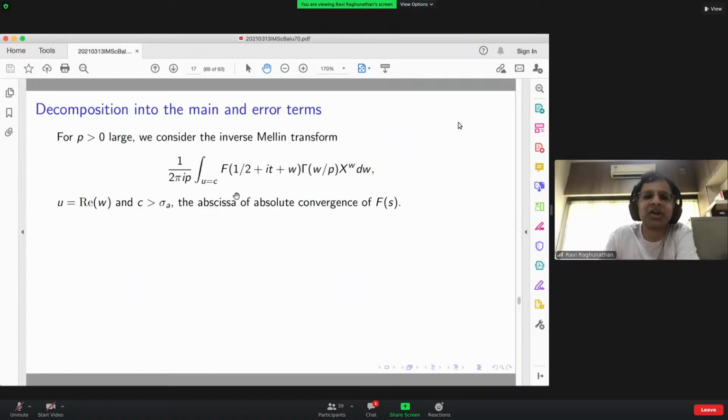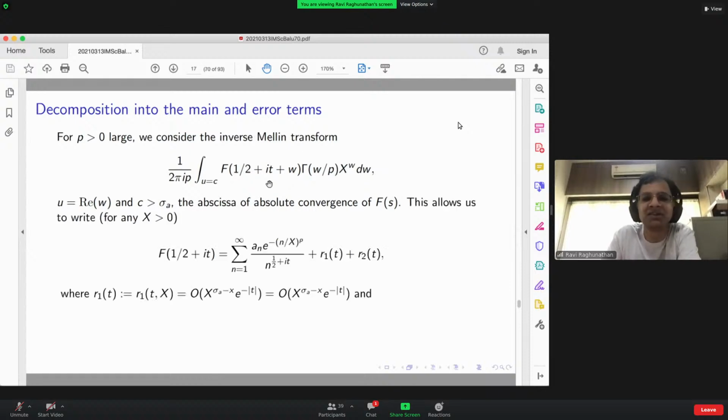Before that, let me just point out that the standard use of the inverse Mellin transform of the function f of half plus it plus w against gamma w by pxw allows you to replace this f half plus it by a convergent Dirichlet series, right? So essentially, standard techniques say you can write f half plus it as some convergent Dirichlet series. More to the point, if you want to estimate its size, we really have to take terms only up to x, because once n exceeds x, we have extremely fast exponential decay.